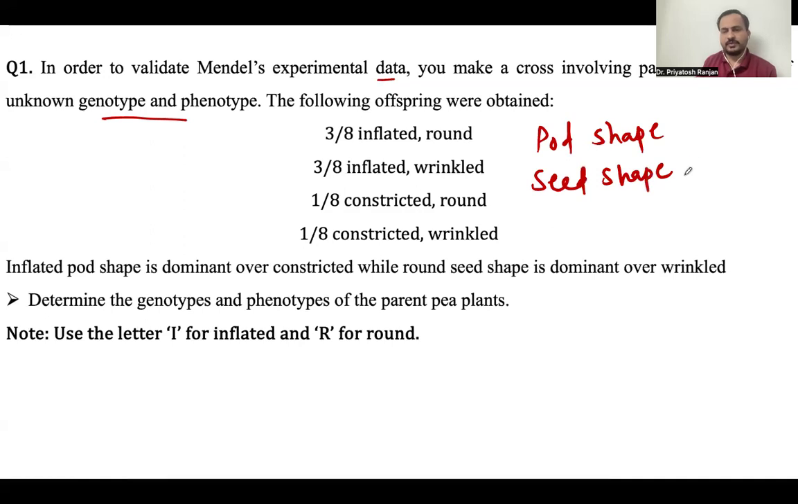Seed shape: round and wrinkled, round is dominant, wrinkled is recessive. Then you have the pod shape, inflated is dominant, constricted is recessive. What you have been asked is to determine the genotypes and phenotypes of the parent pea plants. So they are asking for this unknown genotype and phenotype, and you have been asked to use the letter I for inflated and R for round.